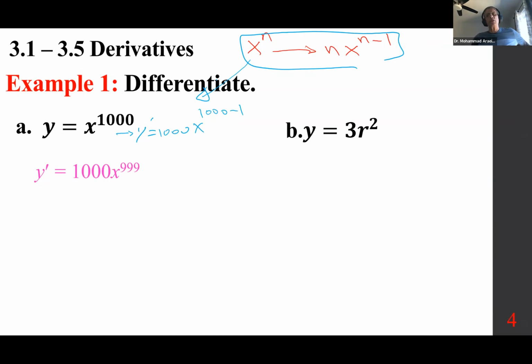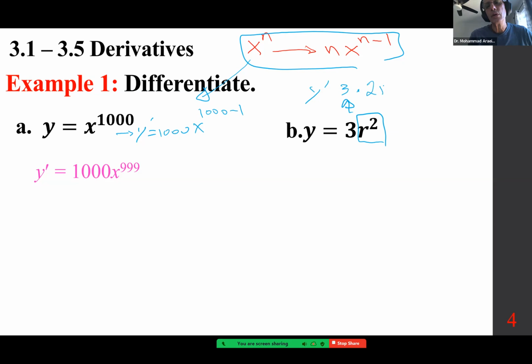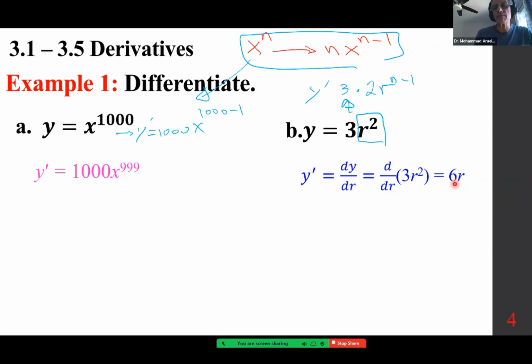y equals 3r squared. It works in the same manner. So this one remains, and then r squared, we follow the power rule. So 2 times r to the power of 1. What I want to add here is the notation. dy/dr, d/dr, which is the differentiation operation of 3r squared, is 6r.